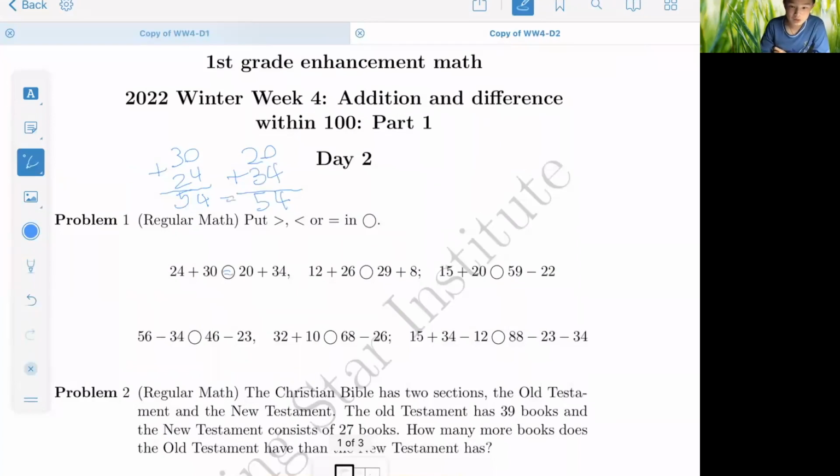For problem number 2, 12 plus 26 is blank 29 plus 8. 12 plus 26 is 6 plus 2 equals 8. 2 plus 1 equals 3. And 29 plus 8.